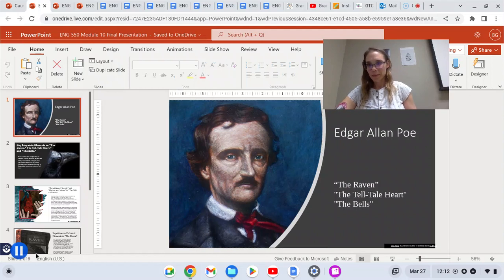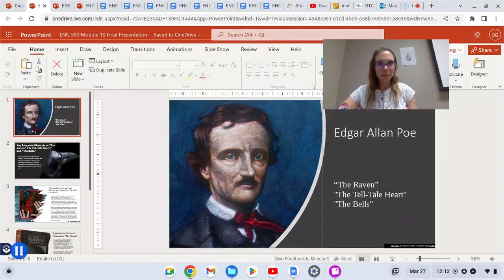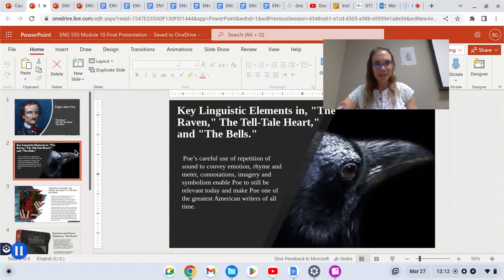I'm going to be talking about Edgar Allan Poe, specifically focusing on The Raven, The Tell-Tale Heart, and The Bells, and the elements that are used throughout these works. Poe's careful use of repetition of sound to convey emotion, rhyme and meter, connotations, imagery, and symbolism enable Poe to still be relevant today and make Poe one of the greatest American writers of all time.